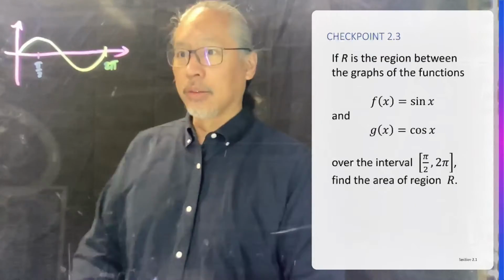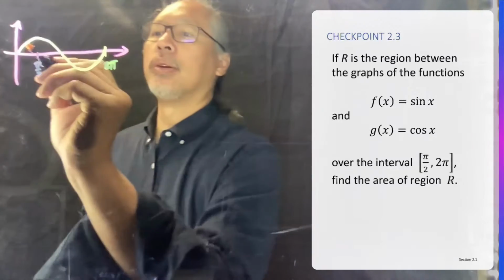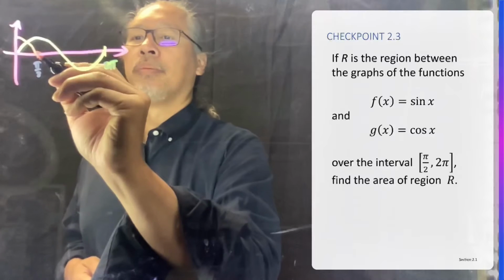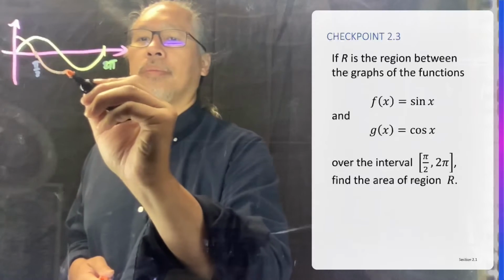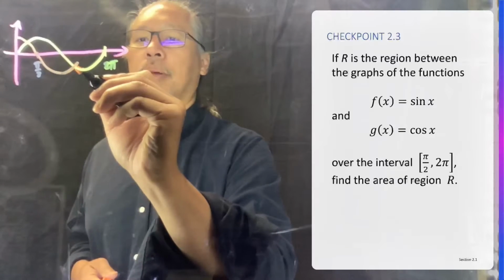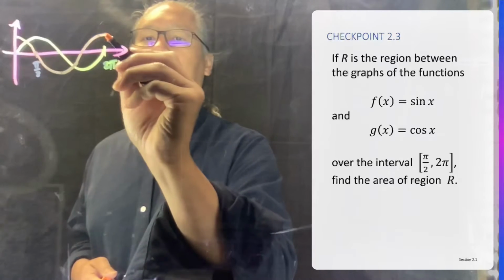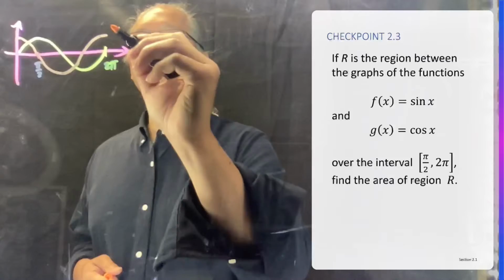Now let's draw the other graph. The cosine starts at 1 and it hits the axis at pi over 2. It has a minimum in the middle. They cross here, which is going to be important for us. And then they come back up here. So this is the cosine function.